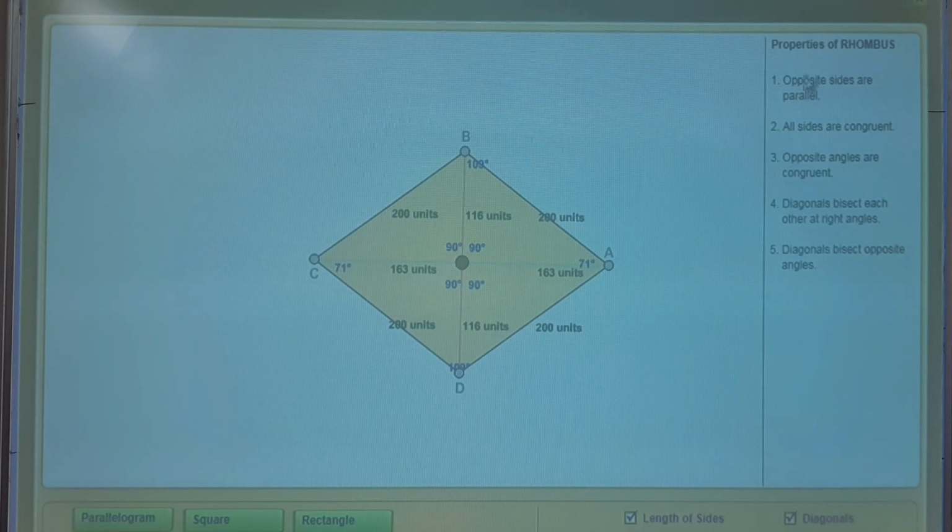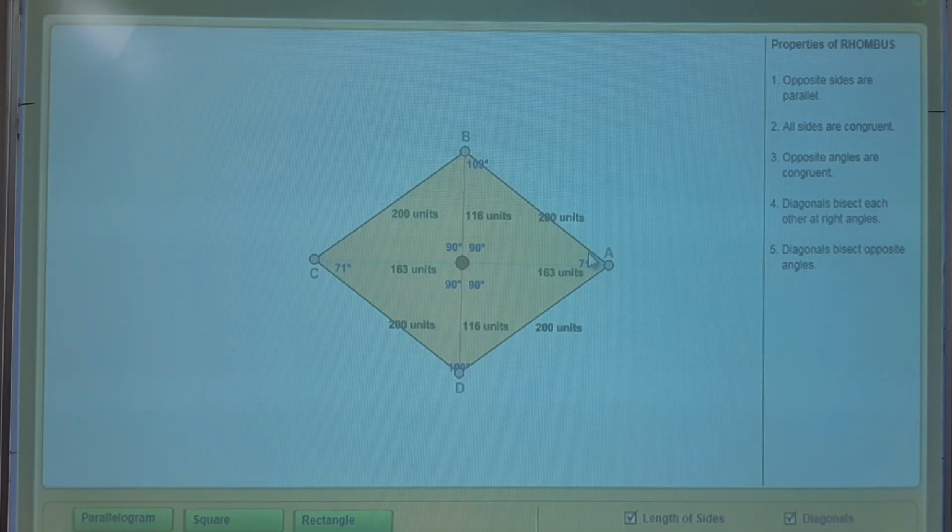Properties of rhombus you have to write. Opposite sides are parallel. All sides are congruent, means equal. Opposite angles are congruent, that means equal. Diagonals bisect each other at right angles. Diagonals bisect opposite angles.